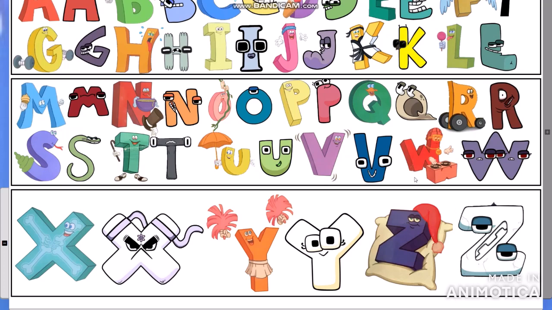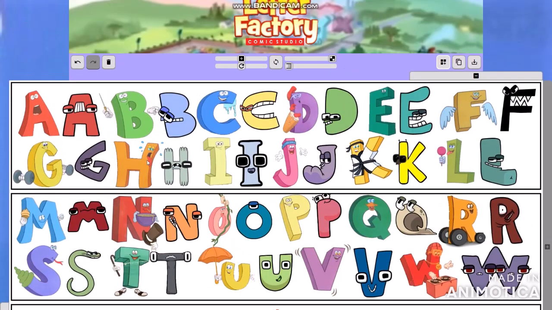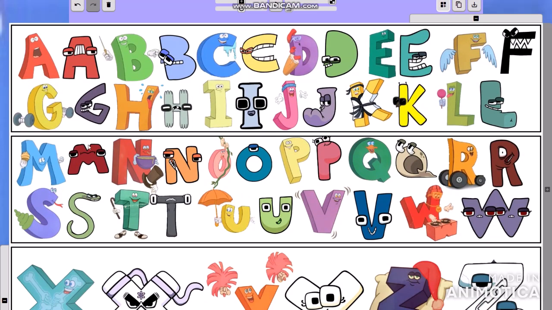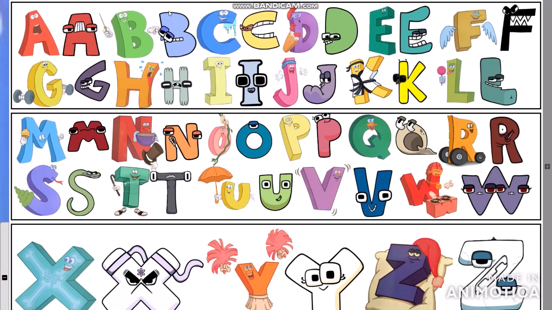And so those are all the letters from the alphabets and those within the letter factory and the alphabet lore. And which means that could lead us to the end of this video.